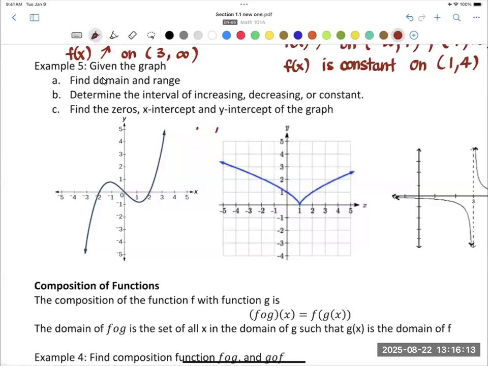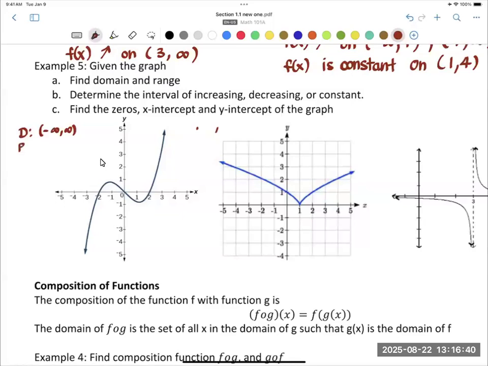So first of all, we're going to determine the domain and range. The domain of the function, if you can see, the graph has an arrow pointing to the left and an arrow pointing to the right. It means this function keeps going forever from left to right, so the domain will be negative infinity. You don't see any discontinuous point in the middle. So the domain is all real numbers.